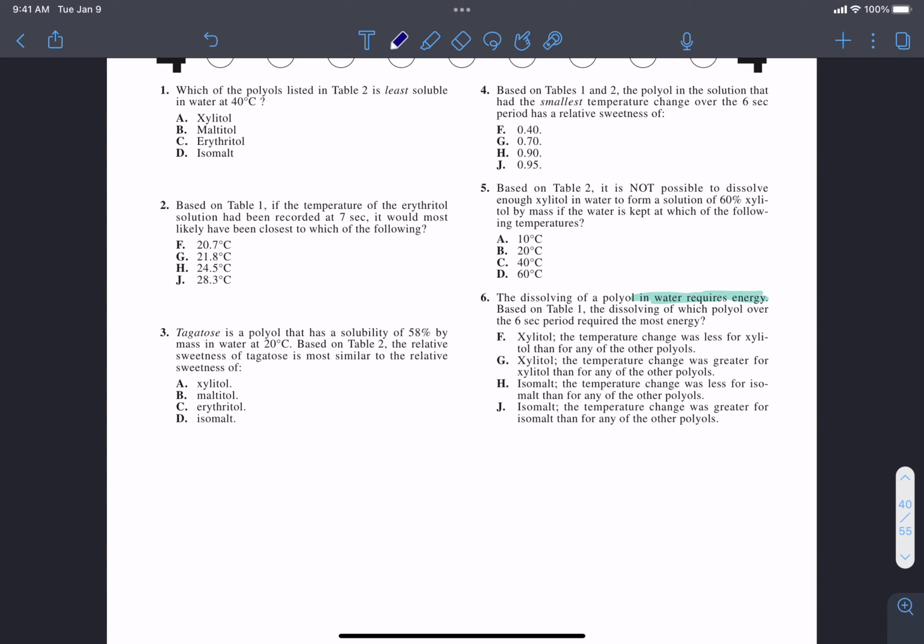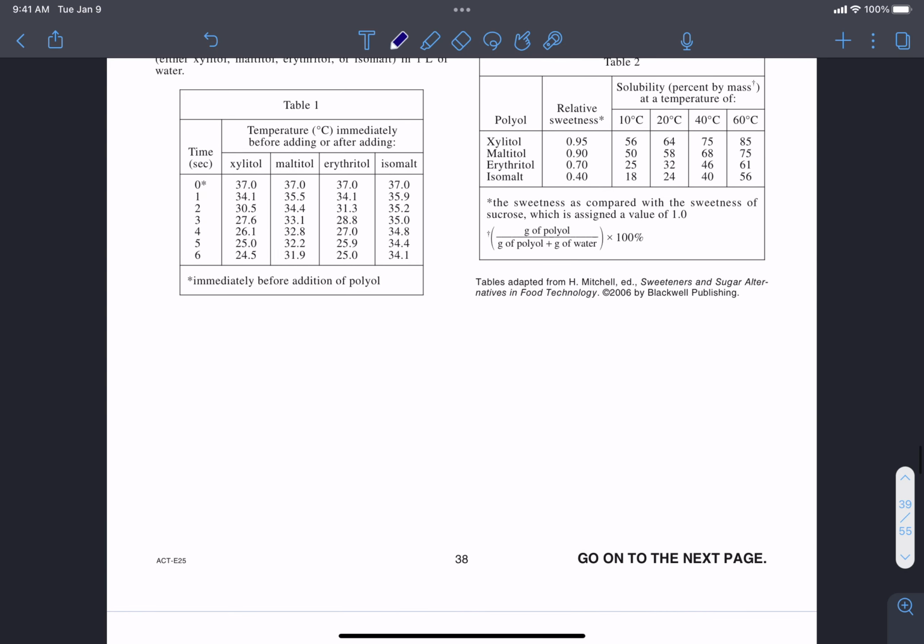Well, we know that each of these answer choices is talking about either xylitol or isomalt, right? And they're all talking about the temperature change. So let's see what the temperature changes were for isomalt and xylitol. For xylitol, you went from 37 to 24, so that's a huge temperature change. For isomalt, you went from 37 to 34, so that is a very small temperature change.